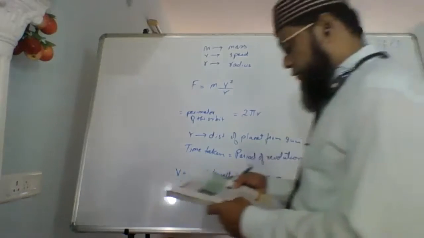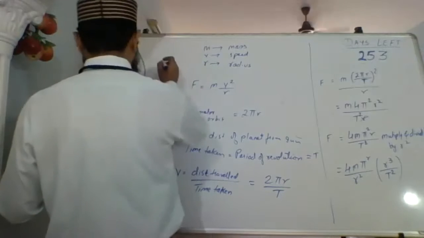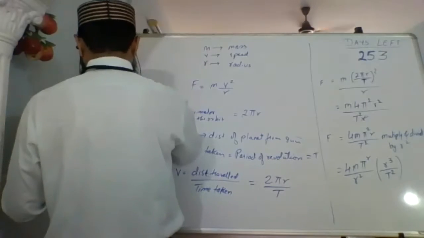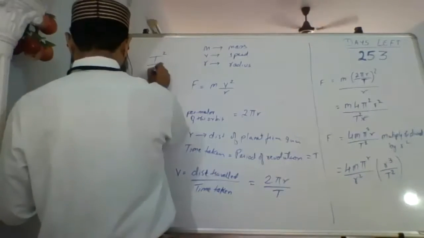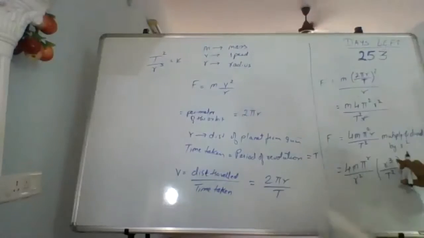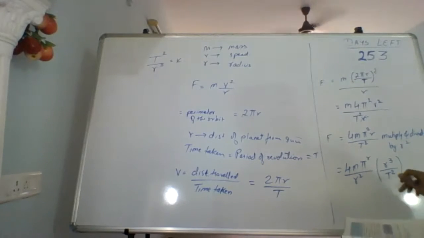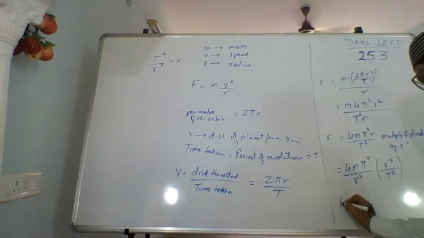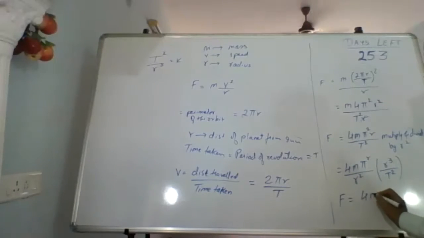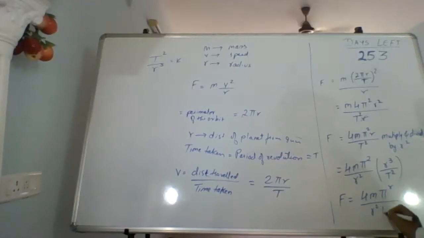We had written the first formula the other day, if you remember. By Kepler's third law, we had written t square upon r cube equals to k. This was the first thing. So here, this is 1 upon k, the inverse. This has become 1 upon k. So this would become F equals to 4m pi square upon r square k.